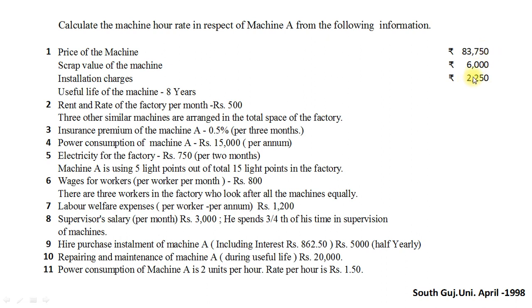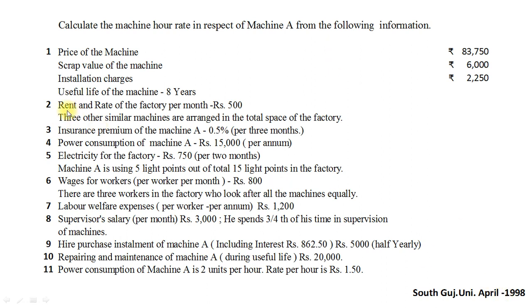83,750 plus 2,250, that is 86,000. And scrap value is 6,000. So annual depreciation would be 86,000 cost price minus scrap value 6,000, divided by useful life 8 years. So it would be 80,000 divided by 8 years is equal to 10,000 per annum. So like this we will get annual depreciation per machine rupees 10,000.